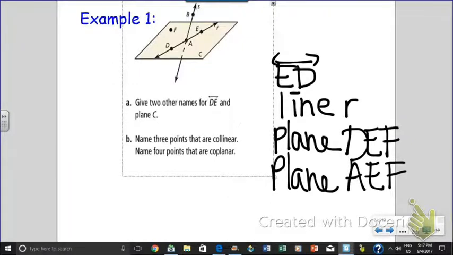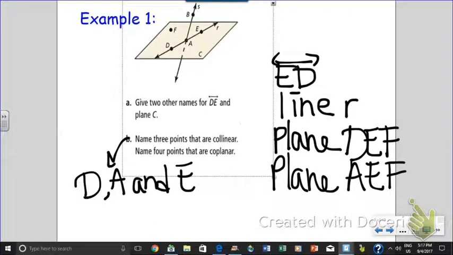Name 3 points that are collinear. Collinear again is on the same line, so an example of 3 points collinear would be points D, A, and E. Name 4 points that are coplanar. Example, in the same plane, D, A, E, and F.